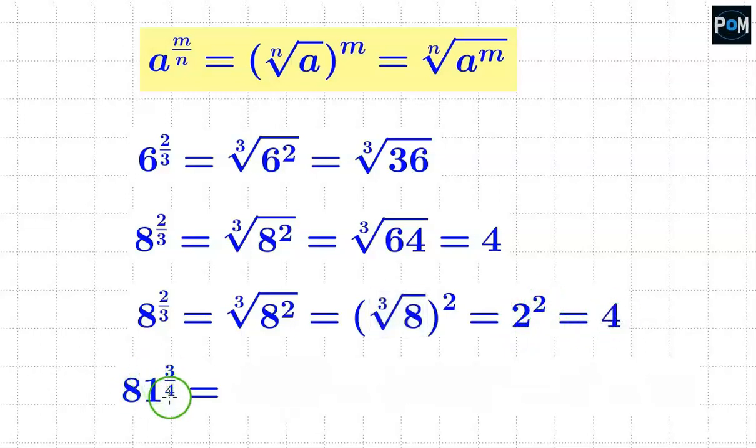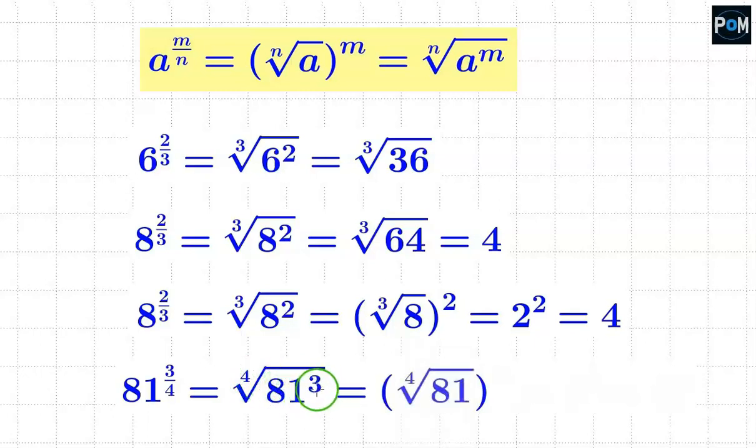81 to the power of 3/4. First, the root. Under the root is 81. The 4 from the bottom is the degree of the root, so it's a 4th degree root. The 3 from the top goes as a power of the number 81, 81 to the third power. And here again, we'll take this power out of the bracket. So we have that root that was here, but without the 3. Means the 4th root of 81. And this 3 comes out of the bracket.